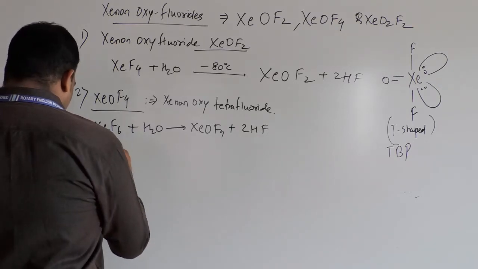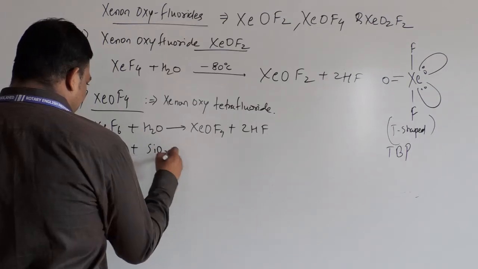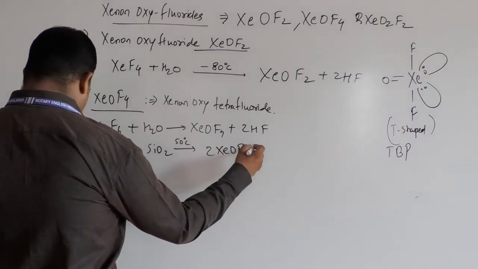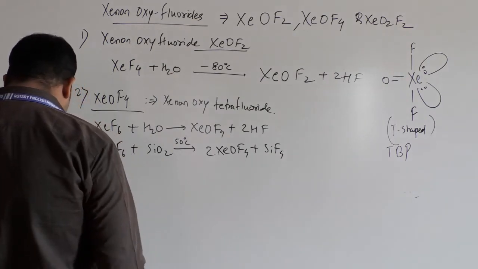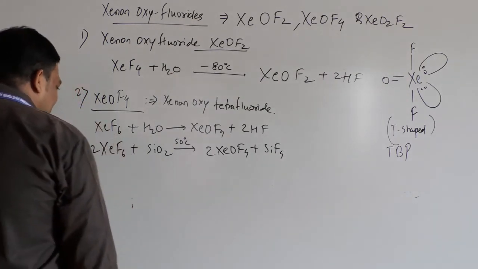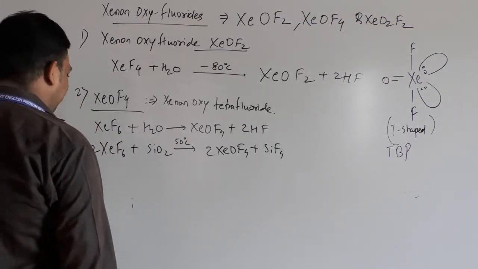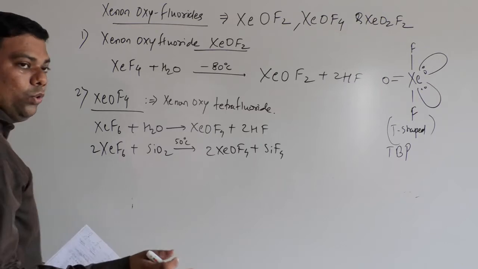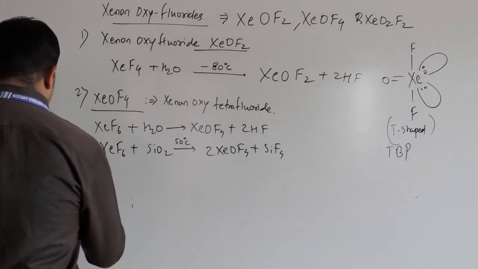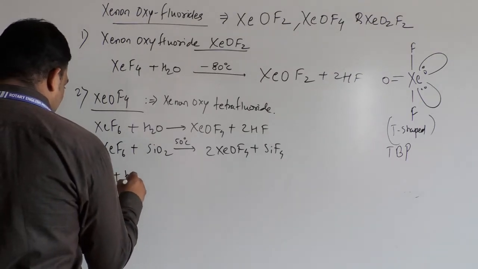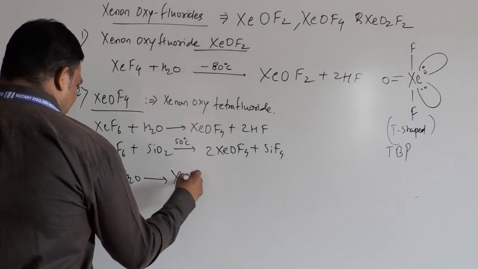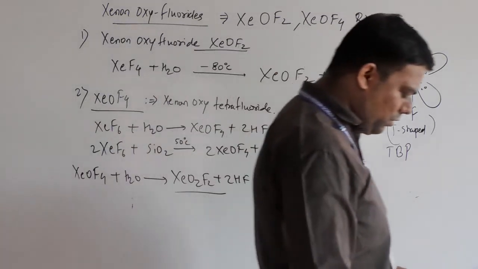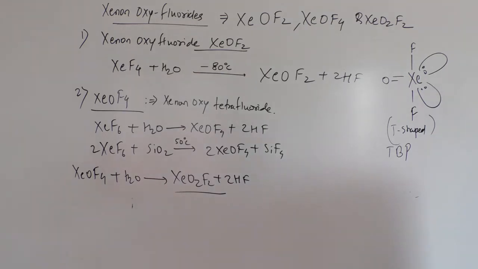And with the help of silica also. When your XeF6 reacts with silica, that is SiO2, then you will get XeOF4 plus SiF4, that is a stable binary compound. To balance the reaction, you can easily balance. Now we will see reactions also. When this XeOF4 is hydrolyzed, what will you get? XeO2F2 plus 2HF. So like this, you will get different products.